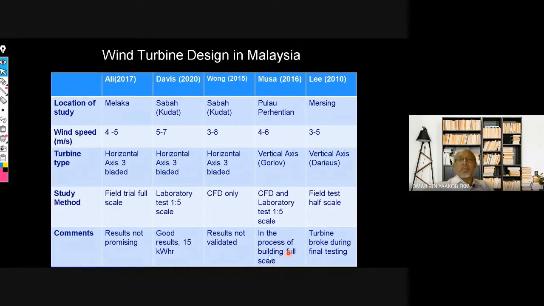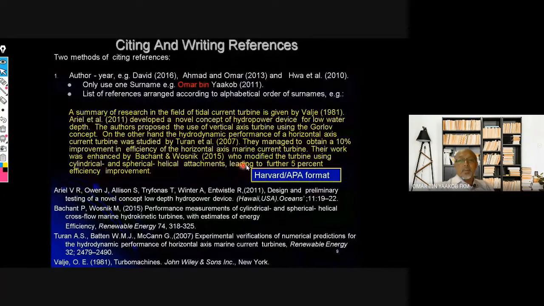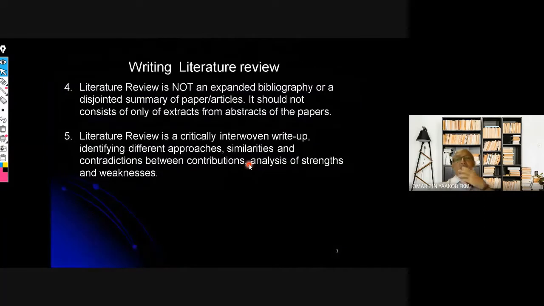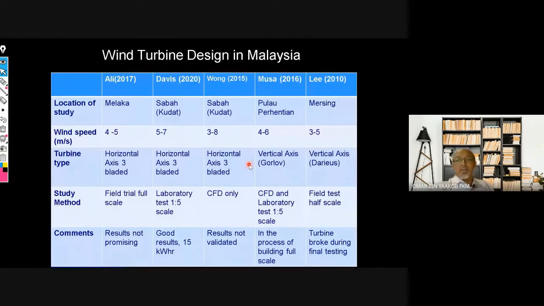Or maybe you want to follow this work of doing this particular axis Golov, because their laboratory test was the best compared to Davies, who also did a laboratory test, but it doesn't work. Okay, so you compare one against another like that. So that's what we mean by we need to write a critically interwoven write-up. Critically interwoven write-up. You need to compare the things horizontally like this in this case.